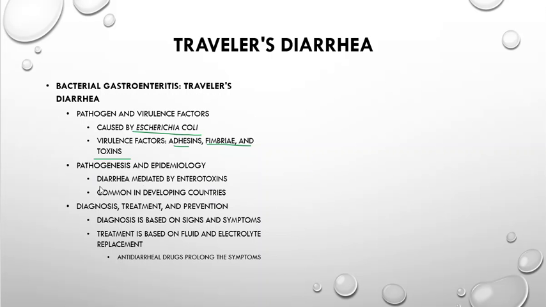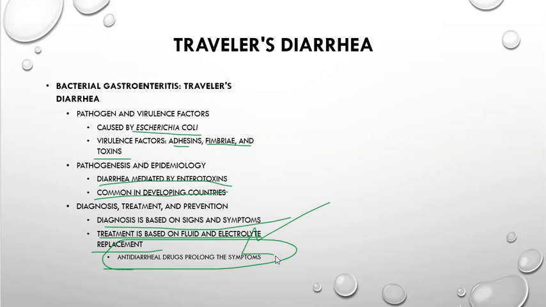Pathogenesis, epidemiology: diarrhea caused by those enterotoxins, very common in developing countries. Diagnosis by signs and symptoms. Treatment is fluid and electrolyte replacement, and this is very important: do not take Pepto-Bismol, do not take Kaopectate. If you take drugs that keep you from having diarrhea, then you're just going to keep the bacteria in you that much longer. Let's come to an understanding. Diarrhea is your body's way of flushing out bad guys. If you stop the diarrhea, then you keep the bad guys.